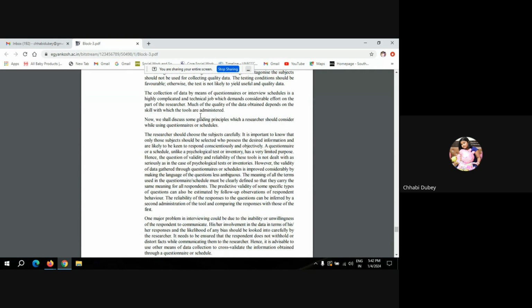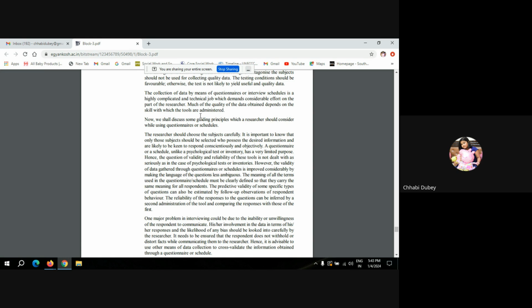Now, it is important that the researcher choose the subject very carefully. What are some of the guiding principles which a researcher should consider while using questionnaires or schedules for generating data that is valid, reliable, as well as usable? For this, the researcher should choose a subject very carefully. Whatever subjects we have selected should possess the desired information and be keen to respond conscientiously and objectively.